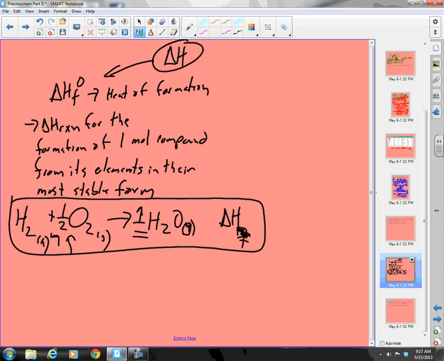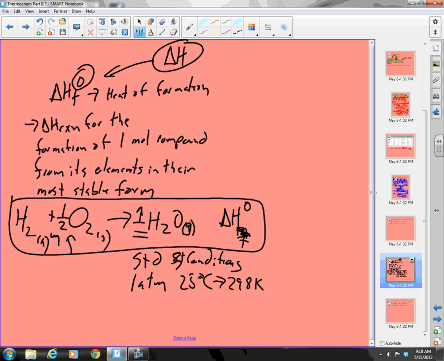And what does this little thing here mean? What does this prime mean? It means standard state. And so what are our standard conditions? Not standard state, standard conditions. What are standard conditions? 1 atmosphere and 25 degrees C, which is also known as 298 K.